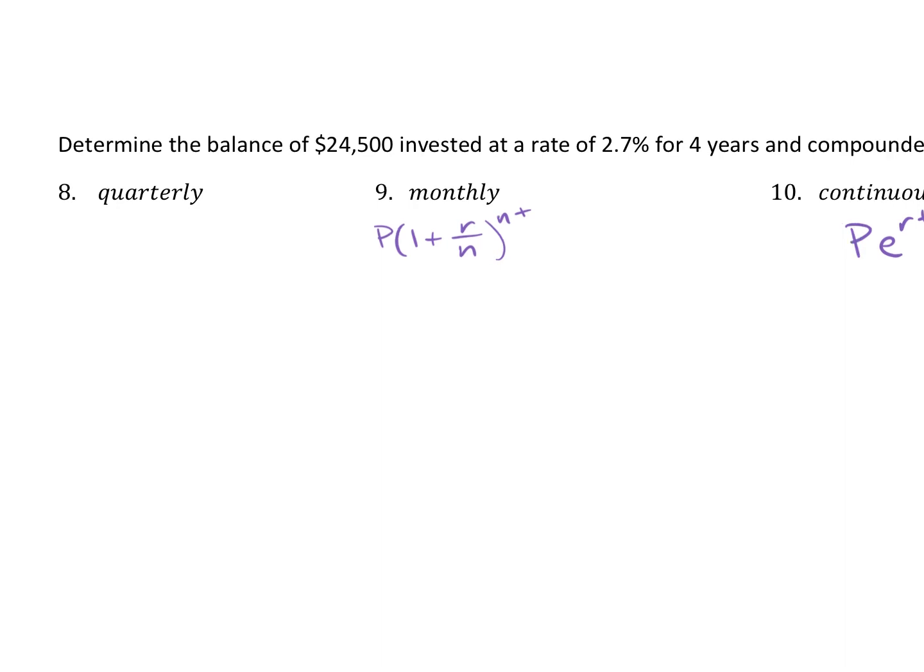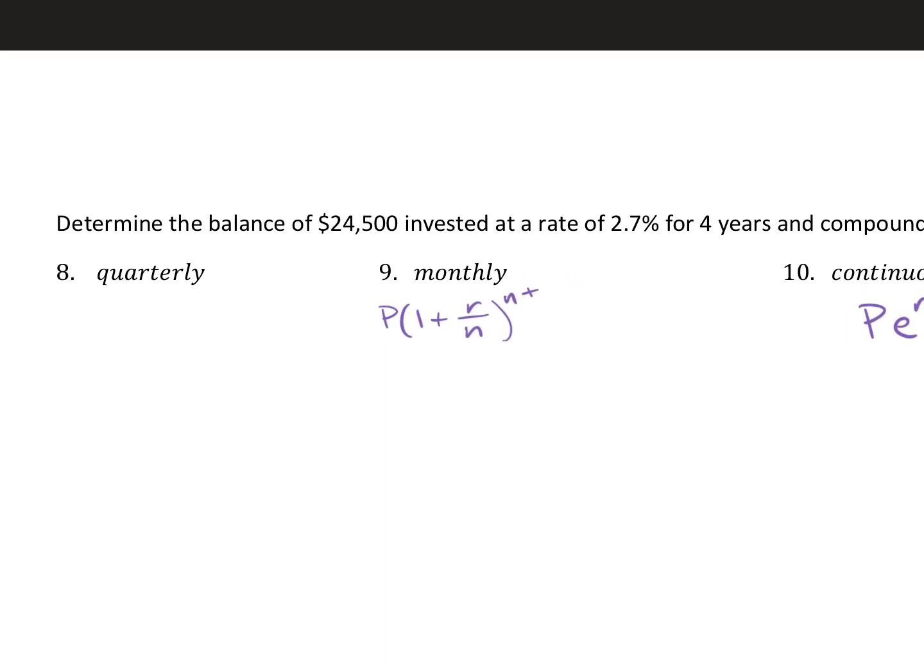All right, so P is our starting amount. What is R? The rate, but what does our rate have to be in the decimal version? What's N? The number of times that it's compounded per year. So if we had quarterly, what would our N be? 4. If we had monthly, what's N? 12. And then what's T? Time, so how many years?